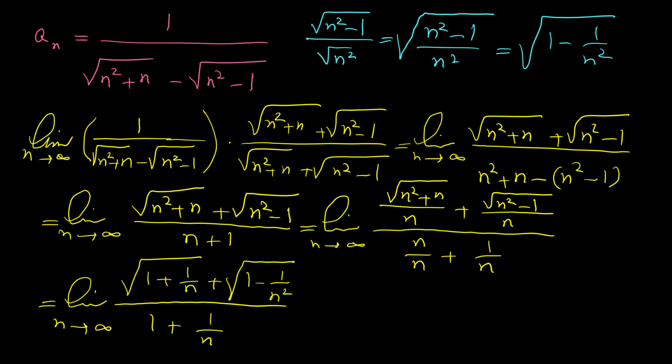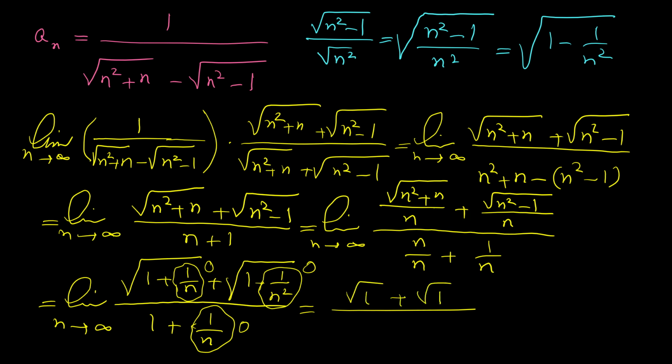Now, n approaches infinity. And we know that when n approaches infinity, any number over infinity approaches 0. The limit of that expression is 0. So this is 0. This is also 0. They approach 0. Their limit is 0. So we have radical 1 plus radical 1 over 1. And it equals 2.